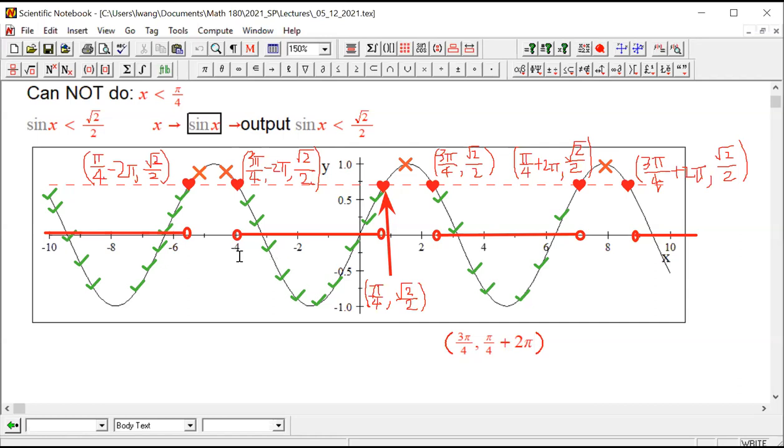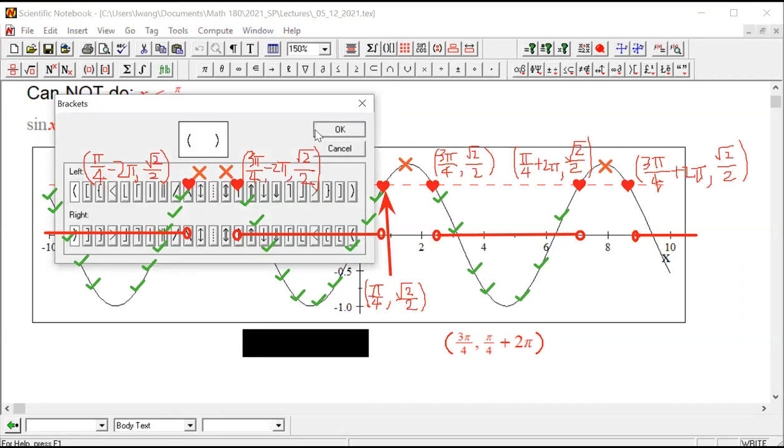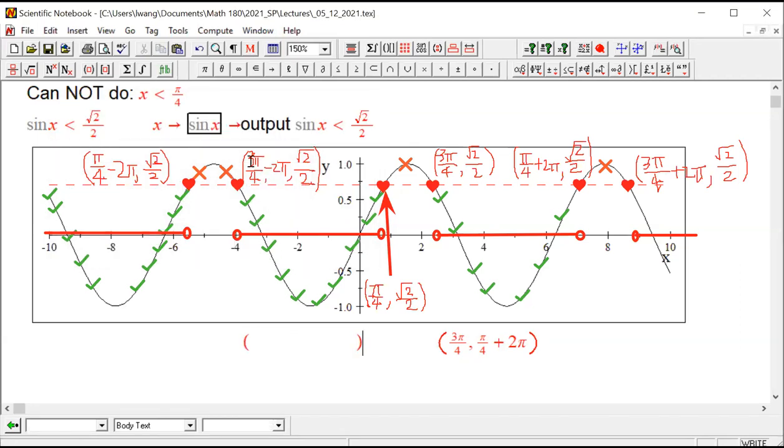And keep going. How about this interval? That interval is 3π/4 minus 2π, comma, π/4.